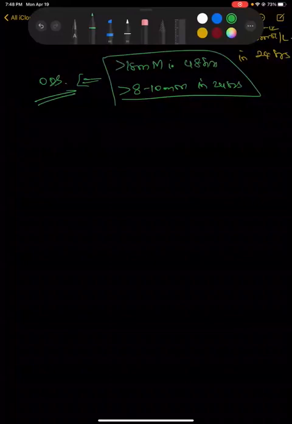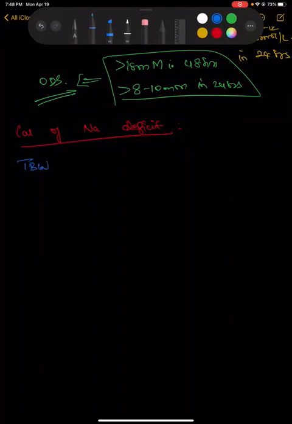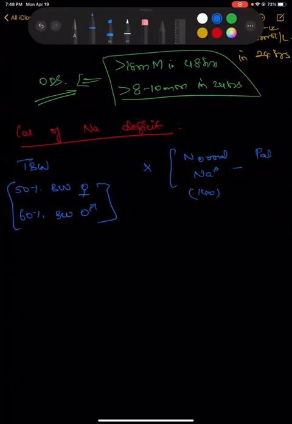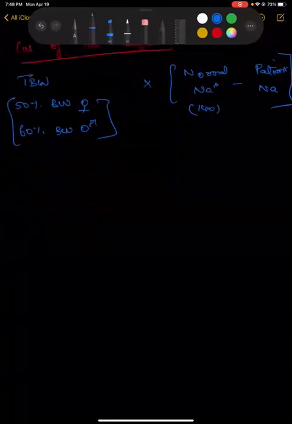Calculation of sodium deficit. How do we calculate it? First, we need to know the total body water of the patient. What is the total body water? It is nothing but 50% of the body weight in case of female and 60% of the body weight in case of men. That is how we know the total body water. This total body water into the normal sodium levels, which we take as 140 for practical purposes, minus the patient's sodium value. This is how we calculate the sodium deficit.